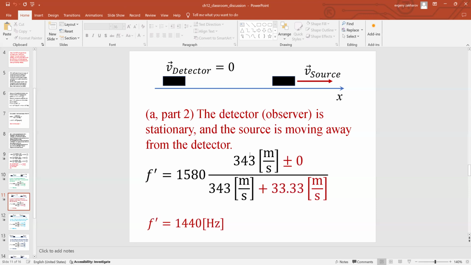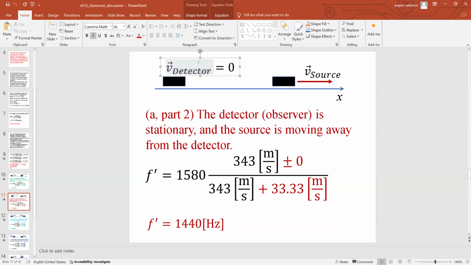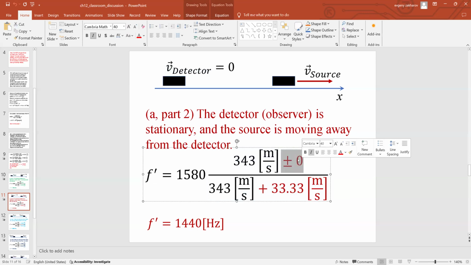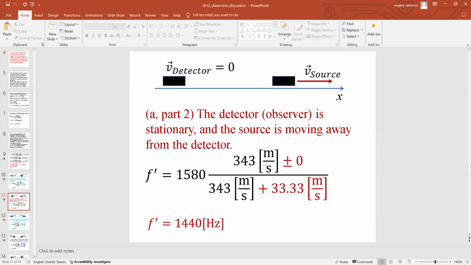Now, the second part of the same setup is when the police car is going away from you and you're still sitting still, you're still standing on the road, no motion. So the detector is still 0. It doesn't matter plus or minus, it's just 0. And you start with 1580, and the speed of sound is 340. I keep on saying 340, not 343, because honestly, there's no difference. You can say 343 if you want. Still the same thing.